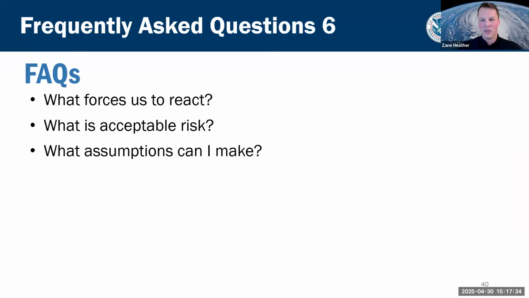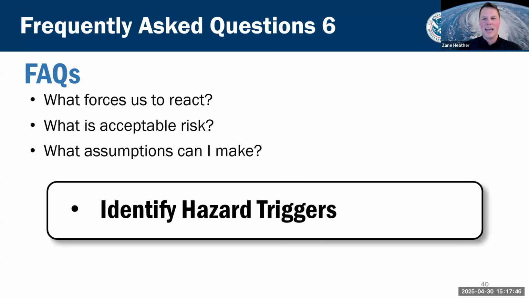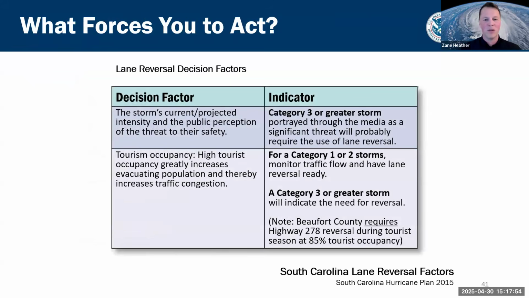All right, so to do that, the first questions we try to ask ourselves are: what forces us to react as emergency managers? What is acceptable risk within our jurisdiction? And what assumptions can I make? One way to inform those processes is through the identification of hazard triggers. And so I'm just going to go through some examples that we've seen for the operationalization and planning optimization of hurricane evacuation study deliverables.